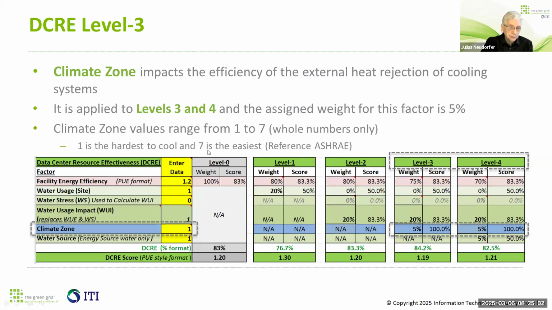And 1 is the hardest to cool and 7 is the easiest, which is why you can see when we set this at 1, your score actually improved over the straightforward level 1. We're using a lot of water in level 1, but because we're doing it in a climate zone that's very hard to cool, it actually shows a positive benefit as opposed to just calculating it here, where we got a score of 1.3, then we neutralized it out here, and then we, of course, went here.